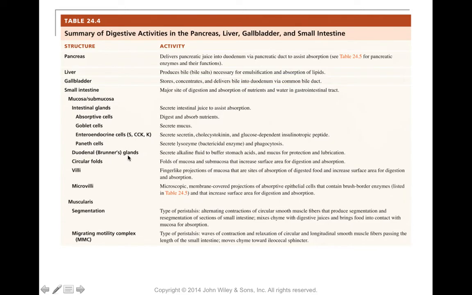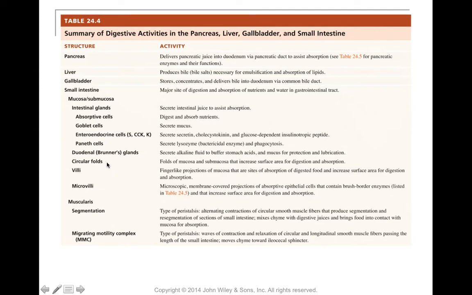We also have duodenal glands or Brunner's glands that help secrete alkaline fluid. Remember, it came out of that stomach really acidic, so we're going to buffer that stomach acid. Also create some mucus to help lubricate and protect that intestinal layer from anything that might be running across it, particularly in that region where we just dumped a bunch of acidic juices from the stomach.